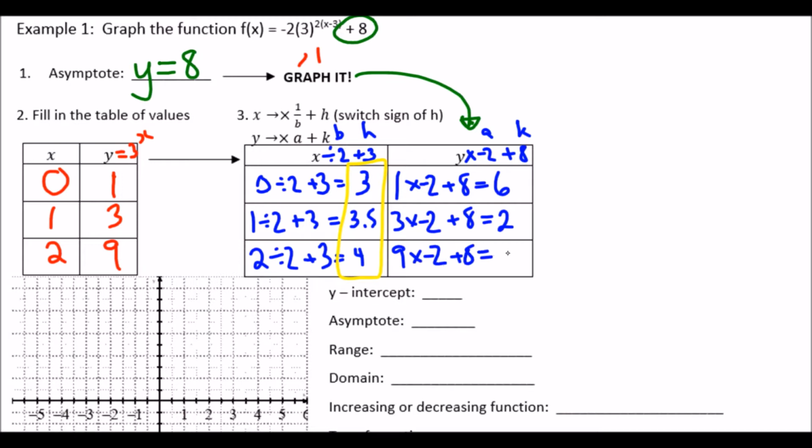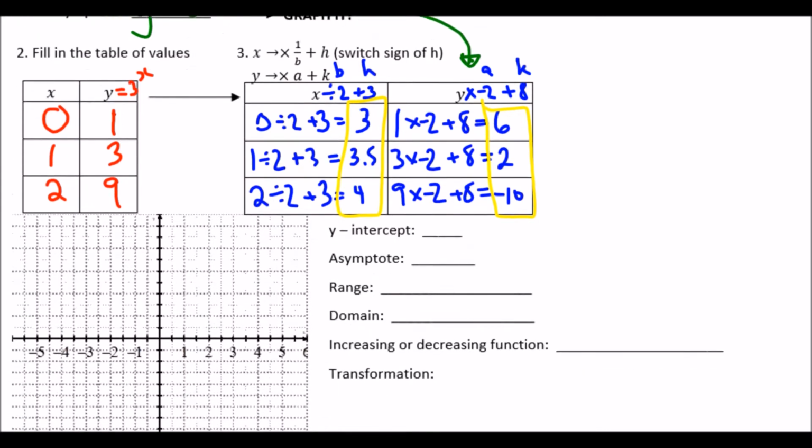Negative 18 plus 8, yeah, that's negative 10. And then I'm going to graph my y values here. All right, notice I haven't done my asymptote yet. My asymptote requires a scale, and it looks like my biggest y value is 6, my smallest y value is negative 10, and I believe I've got 11 here, so I can just go by 2's.